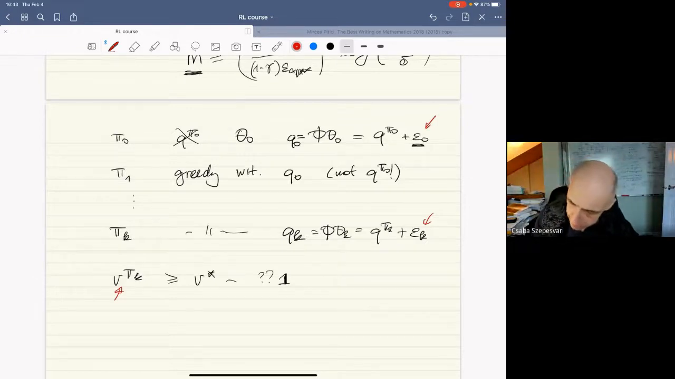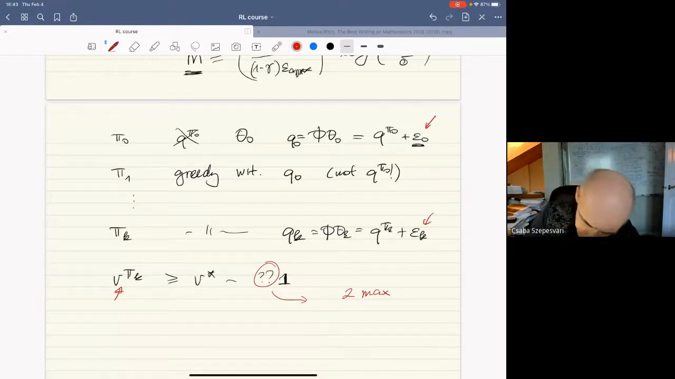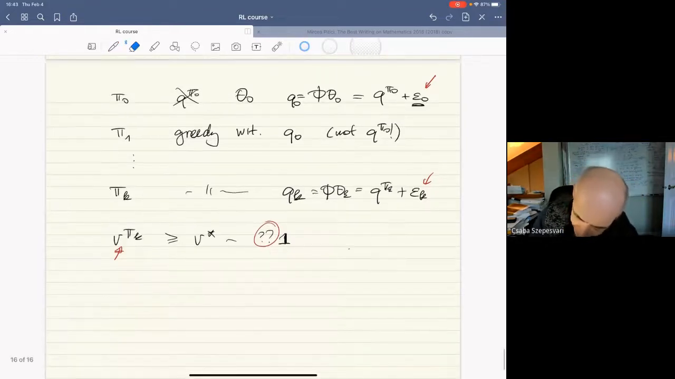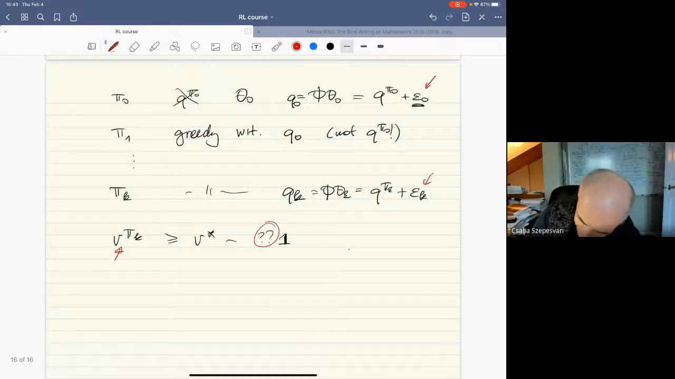The answer is yes. So things are not so bad as long as you can control the L infinity errors. So this question mark can be replaced with, I don't know, something like 2 times the maximum. Okay, I'm not going to go there. I'd rather derive what we can get, because whatever I write, I make a mistake.